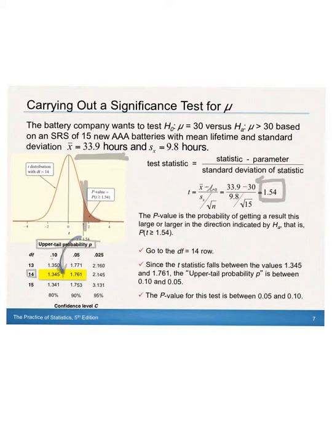In this particular case, since the p-value is between 0.05 and 0.10, and we weren't given an alpha, we can go with the standard alpha of 0.05. The p-value is greater than the alpha of 0.05, so we fail to reject the null. There is not convincing evidence that the new batteries have a longer average lifetime.